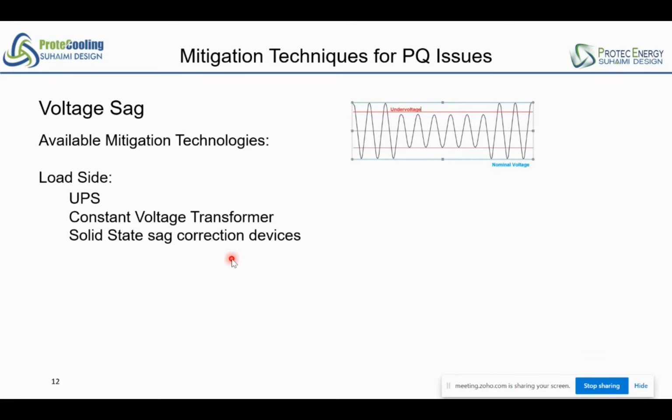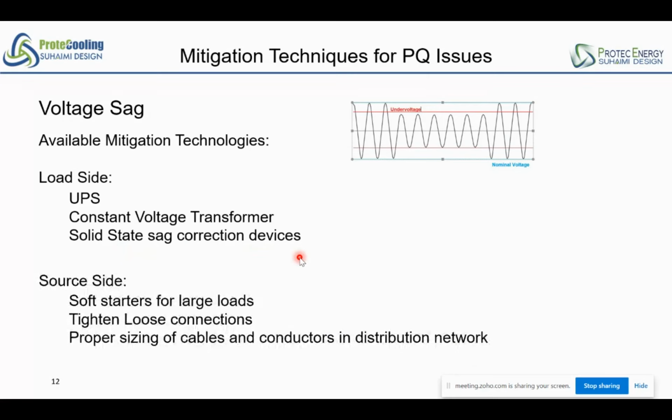So these are also a good solution which can be applied on the load side, but it all depends on what kind of load and which would be the most suitable technology. Then on the source side, we have seen in the last webinar that sags are generated basically by the starting of large loads, if we have loose connections, or if we have undersized cables, transformers, or conductors in the distribution network.